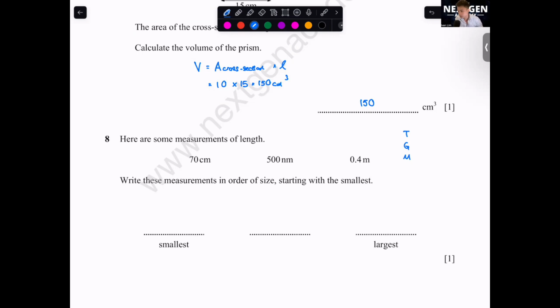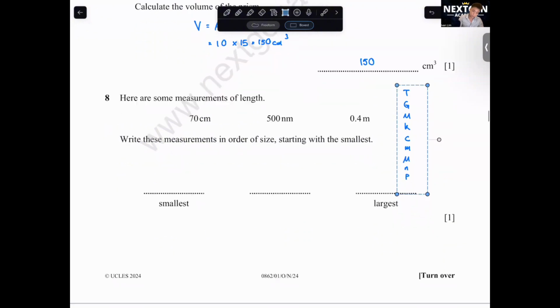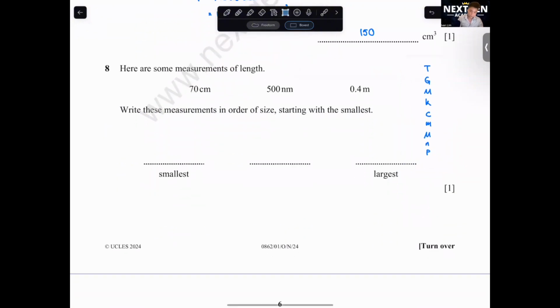Okay, let me see what's inside your syllabus. Tera, giga, mega, kilo, centi, milli, micro, nano, pico. Write down all these symbols first. Do you all know what all these units are? Write down a line first, so there will be a break here. Tera, giga, mega, kilo, centi, milli, micro, nano, pico.